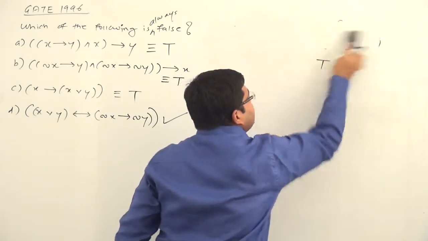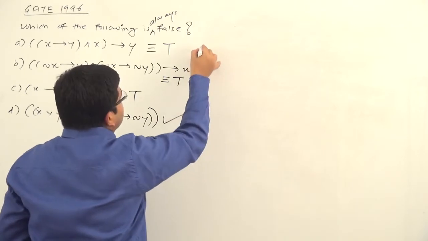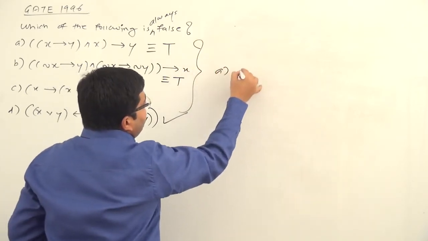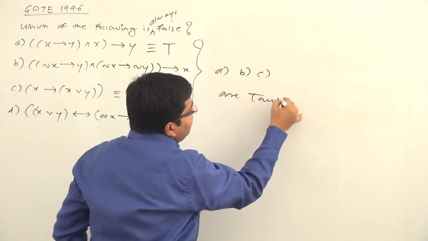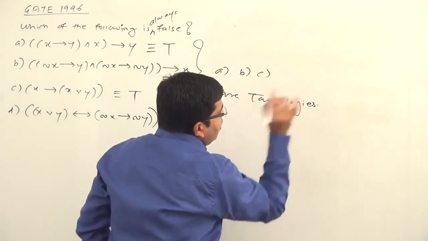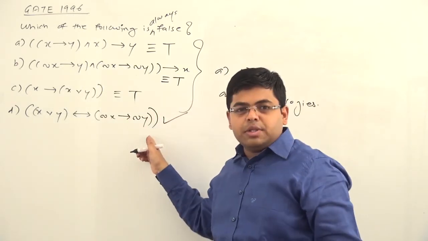I hope you are clear with this formula. Just before exiting with this question, the summary is: options A, B and C are tautologies and therefore they cannot be false, and therefore option D will be the correct answer.